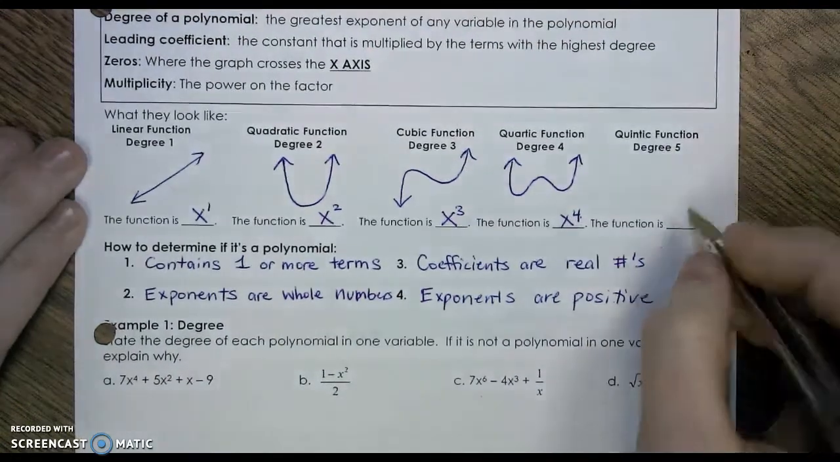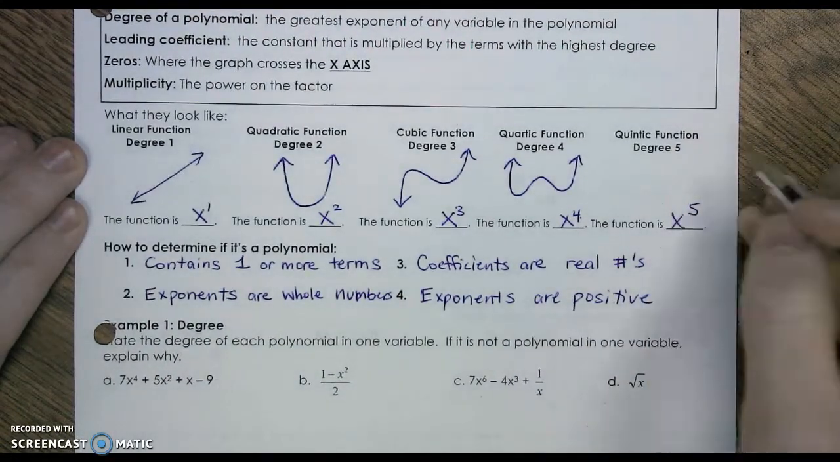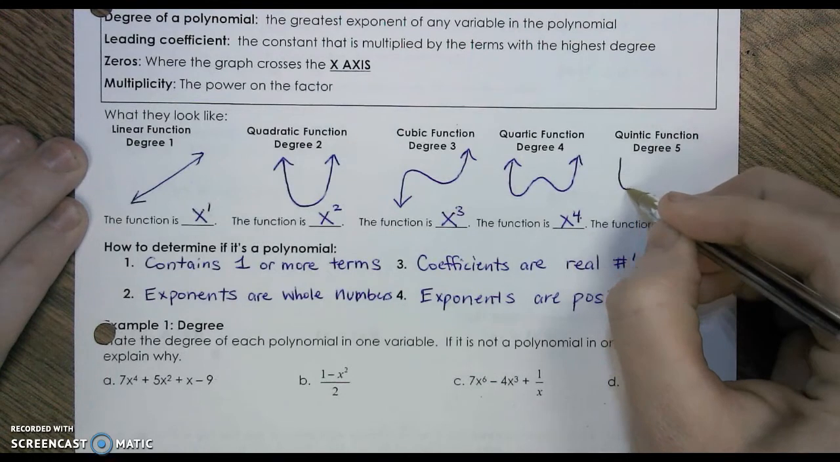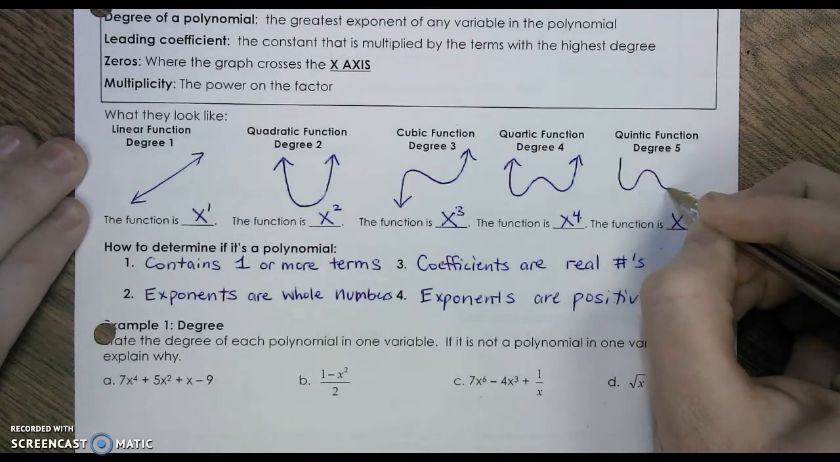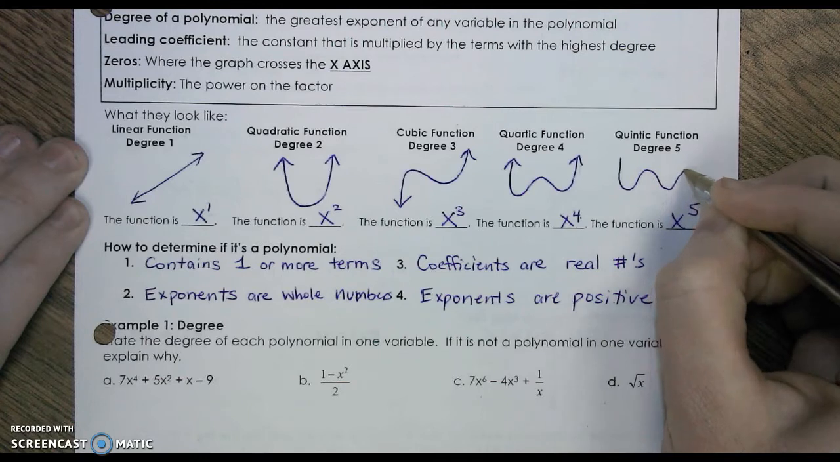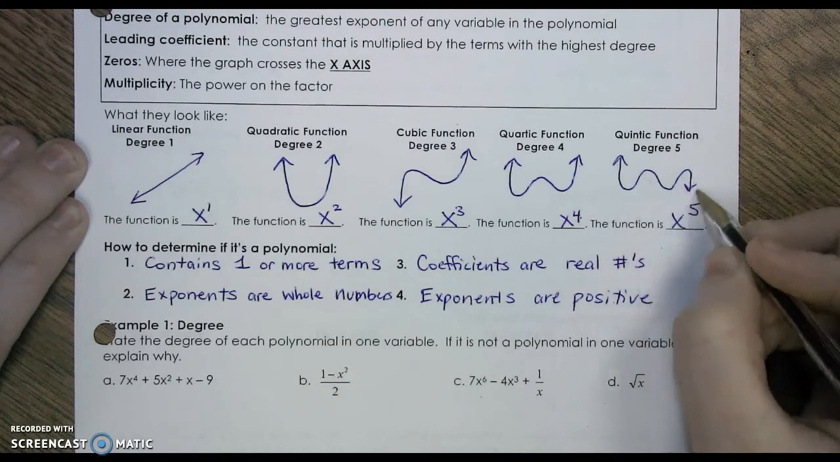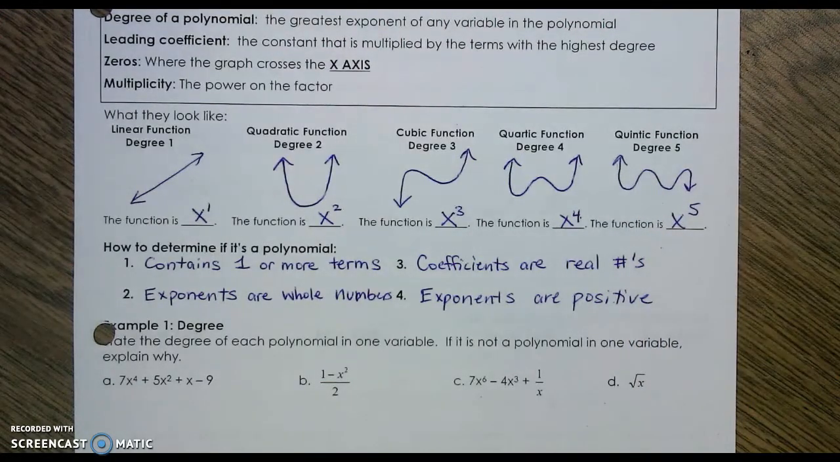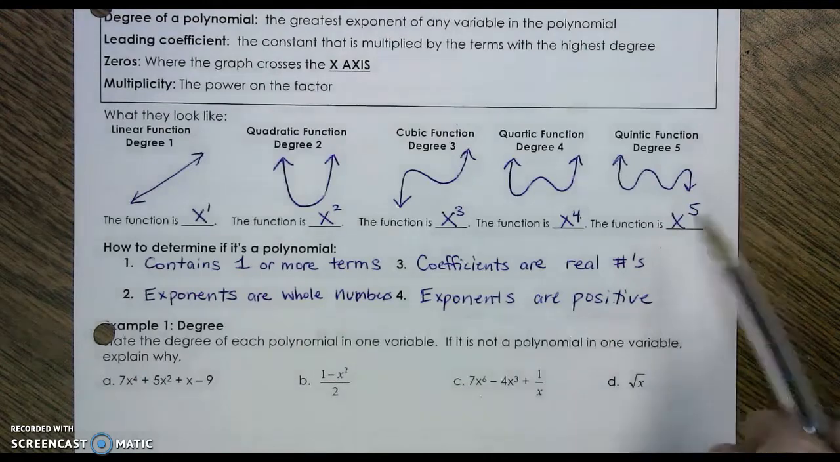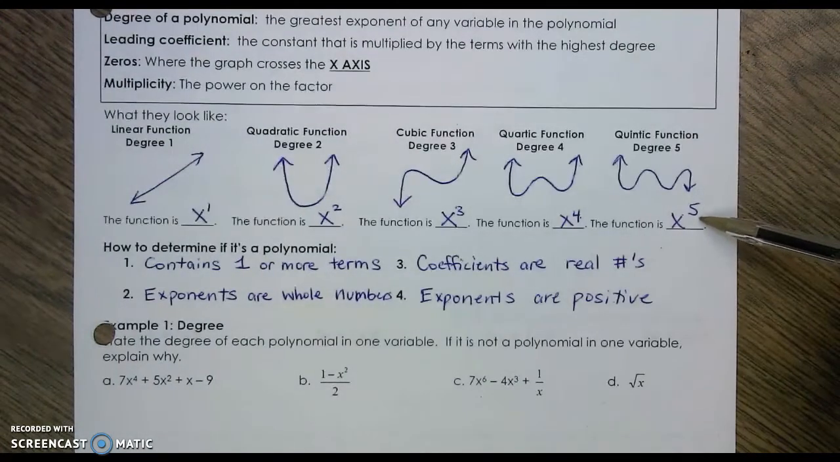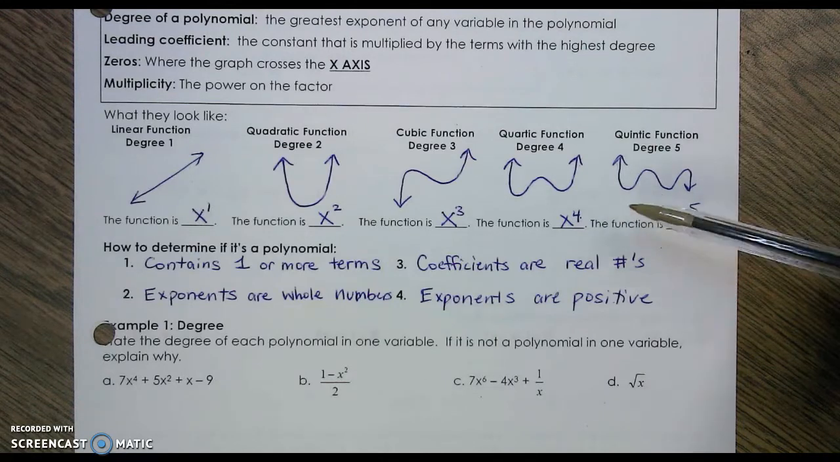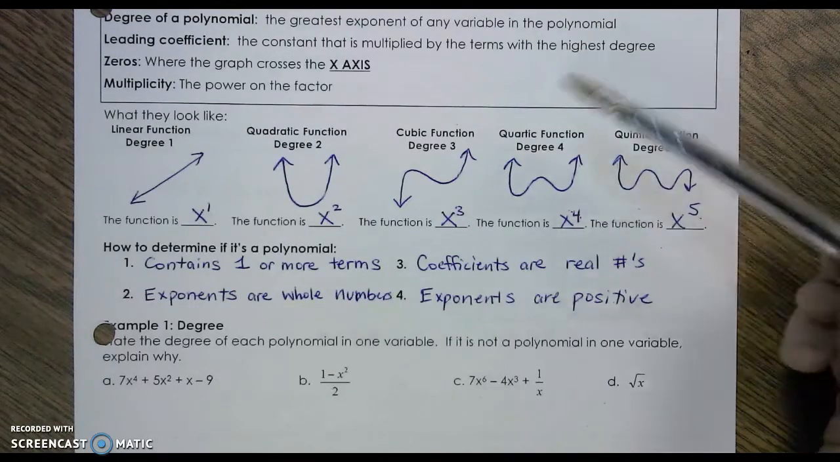So that means degree 5 would turn 4 times. So 1, 2, 3, 4, and would look something like that. It doesn't have to turn 4 times, it does not have to turn 3 times, but it could turn up to 4 times, could turn up to 3 times, and up to 2 times.